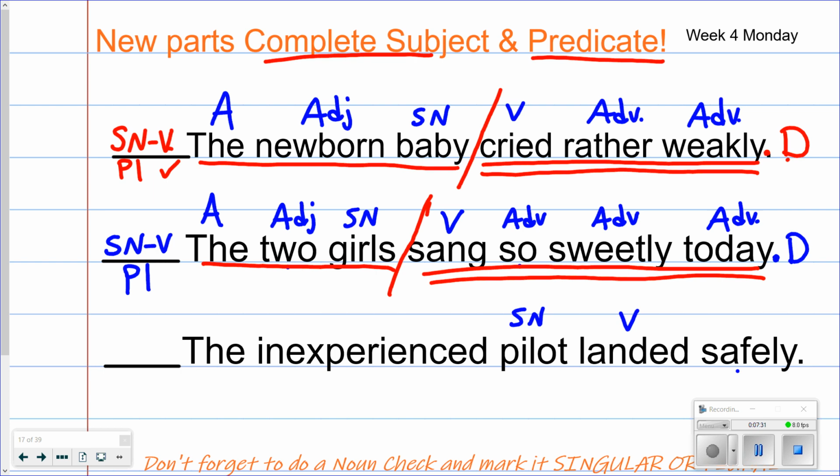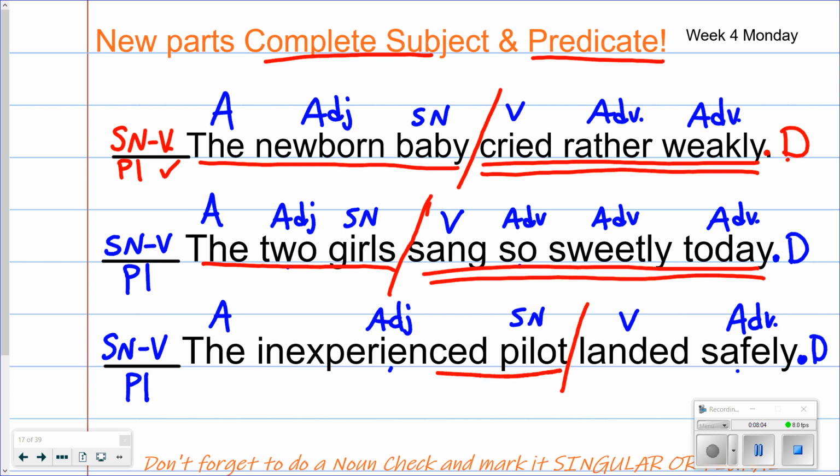Landed how? Safely, adverb. Go back to the front. What kind of pilot? Inexperienced, adjective. The, article adjective. Subject, noun. Verb, pattern 1. Statement, period. Declarative sentence. Go back to the verb and divide the complete subject from the complete predicate.